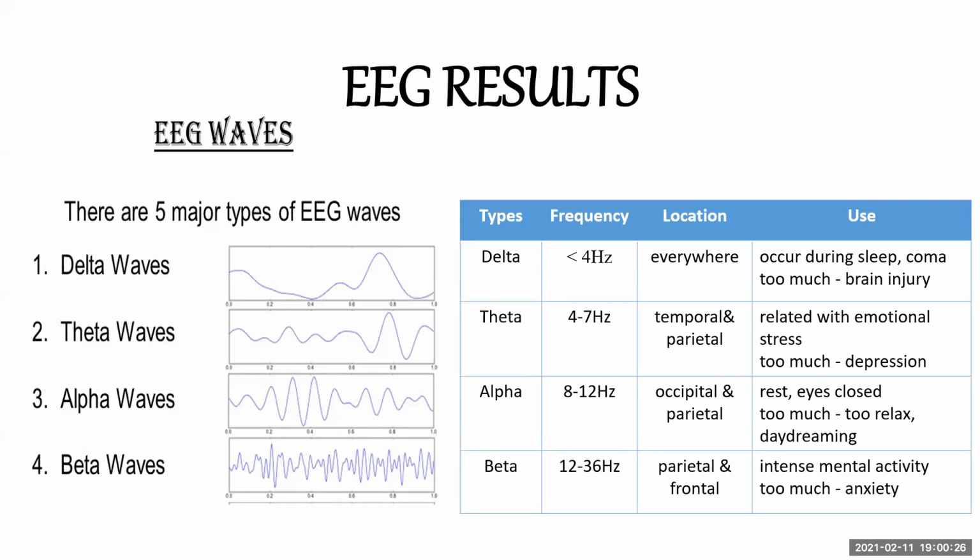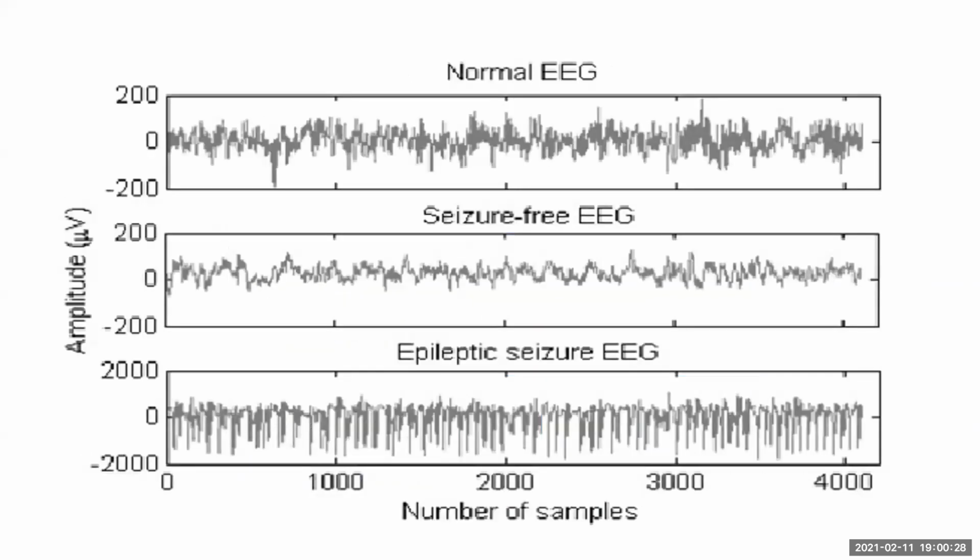Next. So this is an example of the waveform in the normal EEG and also in the seizure or epileptic EEG. As you can see in the epileptic seizure EEG, there are multiple spikes of waveform as compared to the normal EEG.